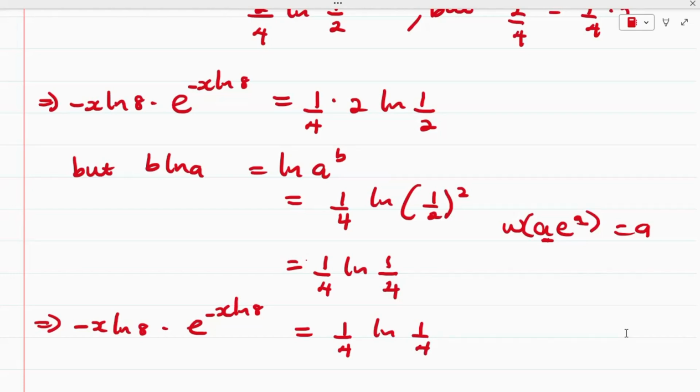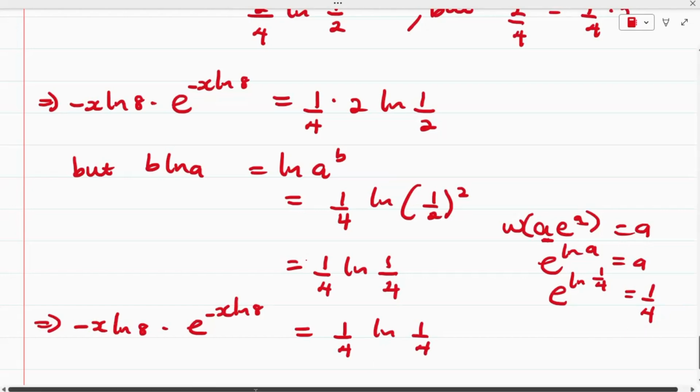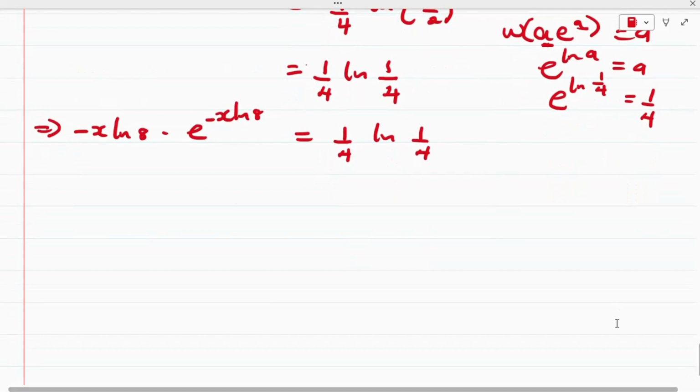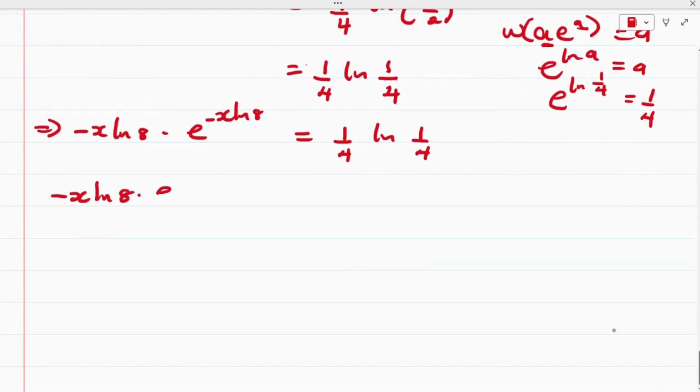So in order for us to have e raised to the power of A, we want to observe this property that says that e raised to the power of ln of A is equal to A. So e raised to the power of ln of 1 over 4 is equal to 1 over 4. So we want to simply change that right here. Hence, the equation becomes minus x ln of 8 multiply e raised to the power of minus x ln of 8 is equal to, now in place of 1 over 4, we put e raised to the power of ln of 1 over 4 multiply ln of 1 over 4.